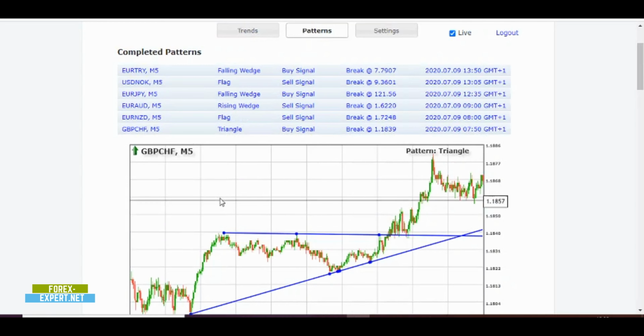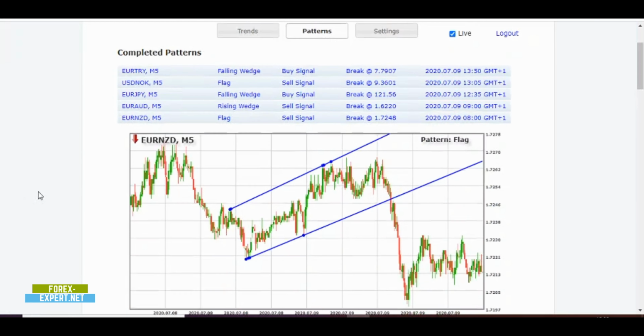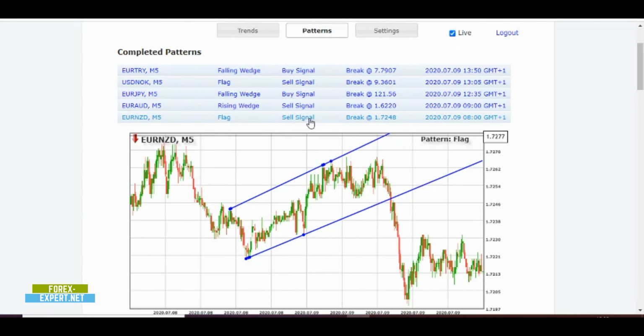Okay, so let's jump to the euro and the New Zealand dollar. We have a sell signal break at 72.48. Very interesting pattern because we got this very strong resistance area around 72.70, and the price just went down and rebounded on this 72.22 level.